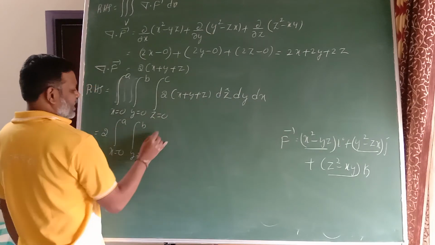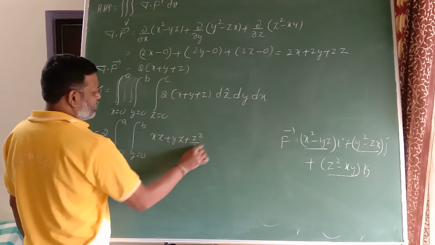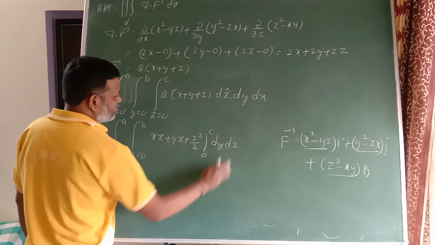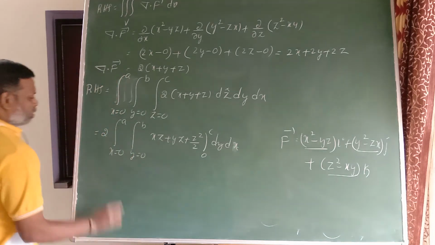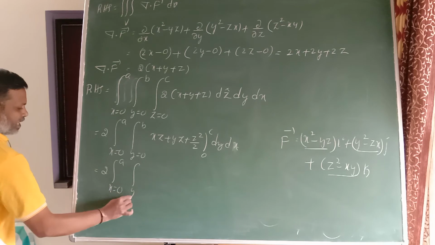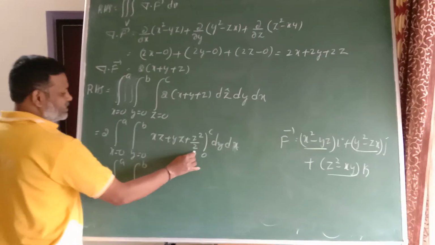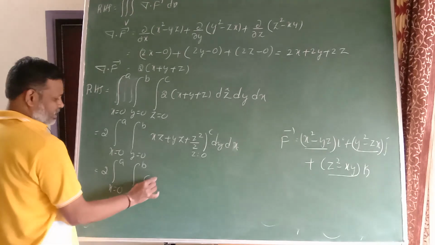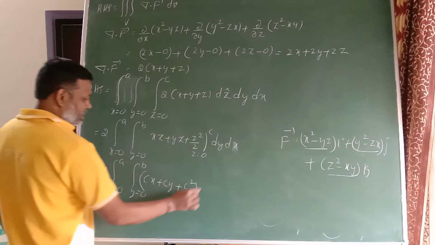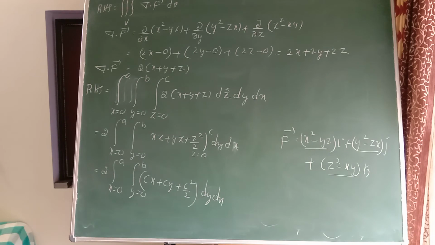So x gives xz, y gives yz, and z gives z square by 2, from 0 to c, with the remaining dy dx. So that is equal to 2 times the integral over x from 0 to a, y from 0 to b. Apply the upper limit for z: cx plus cy plus c square by 2, into dy dx.